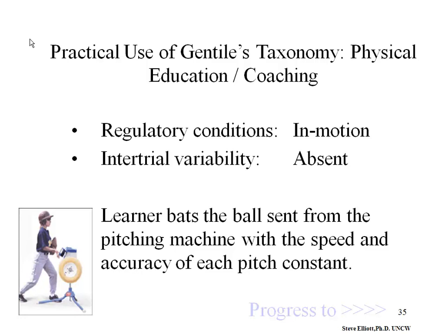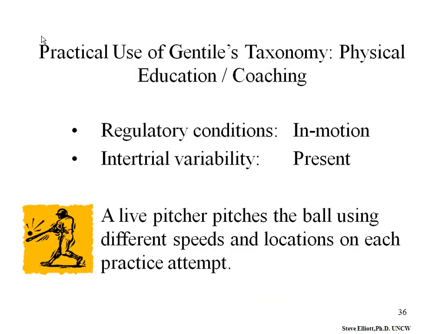Progressing to finally, and you can probably imagine what's coming next, where we put the learner in a live game and they have pitches coming to them at different speeds and locations on each practice attempt, which was the goal skill that we wanted to help this person learn. So that's using Gentile's taxonomy and the different aspects of the environment and the function of the skill, and manipulating those categories to create a progression to help someone learn a motor skill.